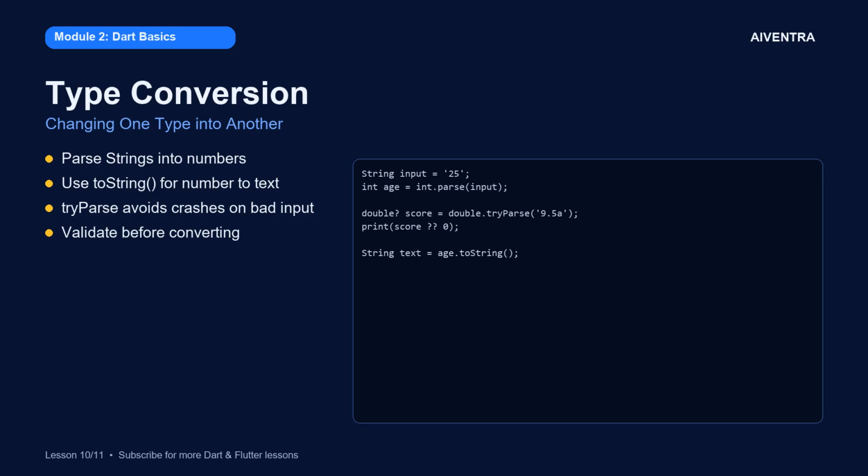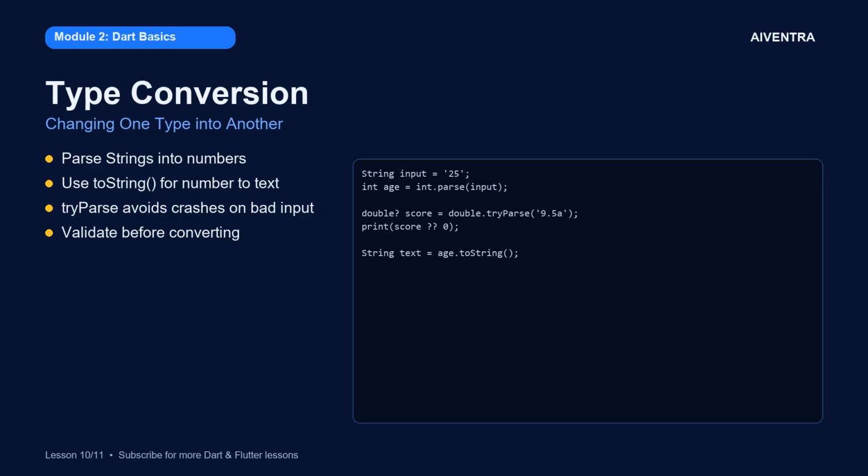Sometimes Dart converts types automatically in limited cases, called implicit coercion, but relying on this too much can hide bugs. Explicit conversion makes your intentions clear. Always validate before converting. Check for empty strings, trim whitespace, and confirm ranges when needed. Good conversion habits keep your Flutter forms robust and user-friendly. Practice parsing sample inputs, both valid and invalid, until handling errors becomes second nature.